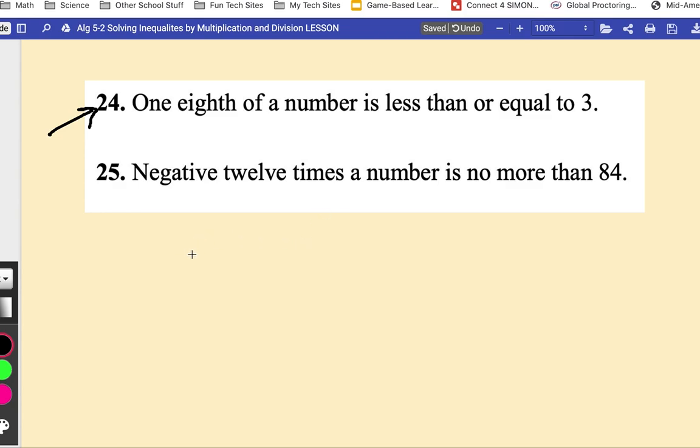So the way we write one-eighth of a number is 1/8 times a number, right? So it'll be 1/8 x is less than or equal to 3. So now I have that. Then it's just a matter of saying, okay, am I going to solve this by dividing or multiplying? Well, 1/8 of x is the same thing as x over 8. So we're going to multiply.